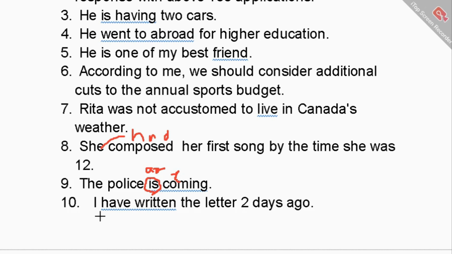Next one, I have written the letter 2 days ago. So here the correction is I wrote the letter 2 days ago, not written, because we are talking about the past. Ago refers to a finished time which is in the past. So the past simple tense wrote is used instead of the present perfect. If ago was not there, then we could use have written, but ago shows past, so that's why we need to use the past simple instead of the present perfect.